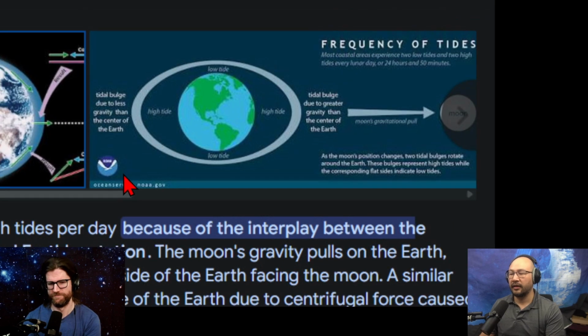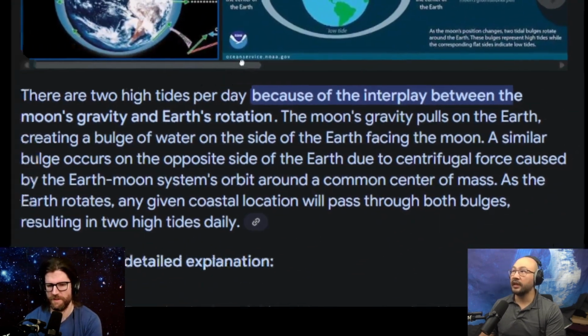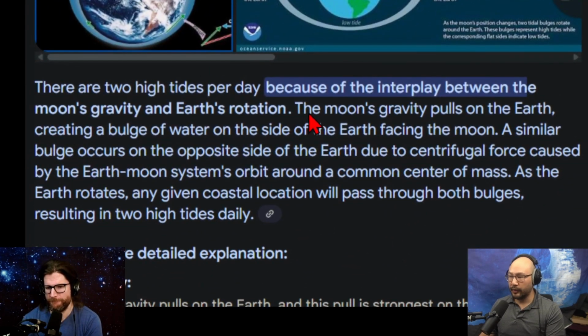Okay, so let's push on with the explanation. The moon's gravity pulls on the Earth, creating a bulge of water on the side of the Earth facing the moon. Seems right. A similar bulge occurs on the other side of the Earth due to the centrifugal force caused by the Earth-Moon system's orbit around a common center of mass. As the Earth rotates, any given coastal location will pass through both bulges, resulting in two high tides per day.